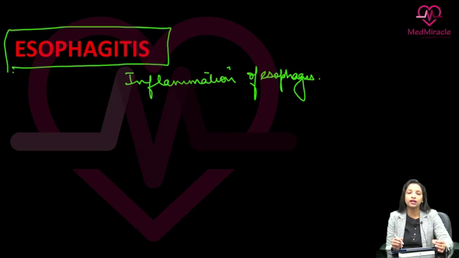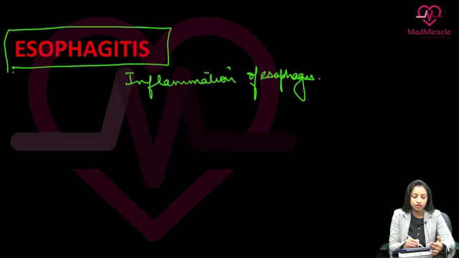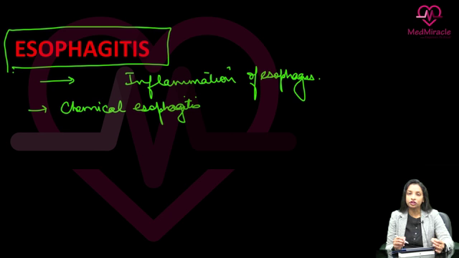This inflammation can either be chemical, in which case it is called chemical esophagitis, or it can be because of infection, where it is called infectious esophagitis. Now, chemical esophagitis can occur because of ingestion of very hot liquids. So, for example, drinking very hot tea or very hot coffee can lead to chemical esophagitis.